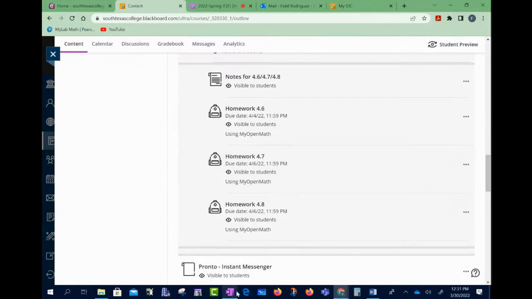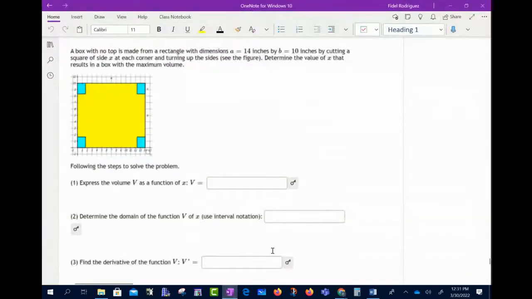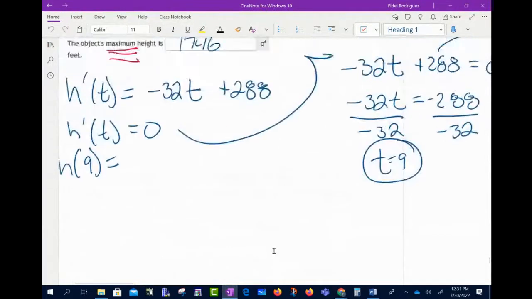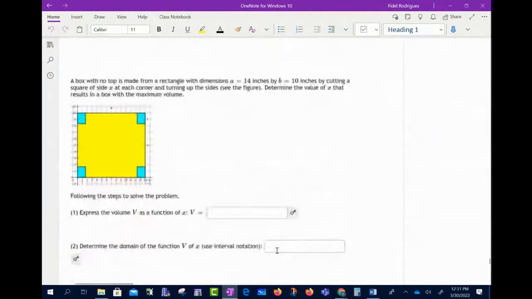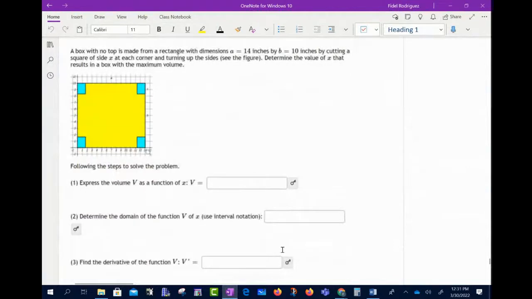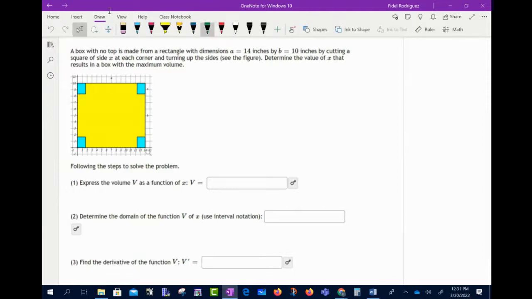So let's see. Let me get my notes ready. Here they are. When we were here the last time, this was the last problem we had done out of 4.7, so we're going to pick up where we left off. Let me get my pen going here. And there we go.